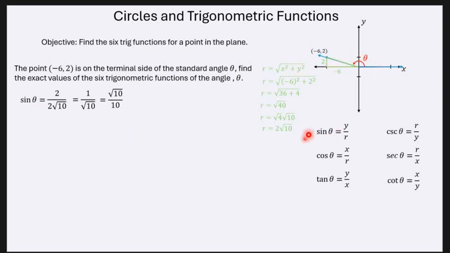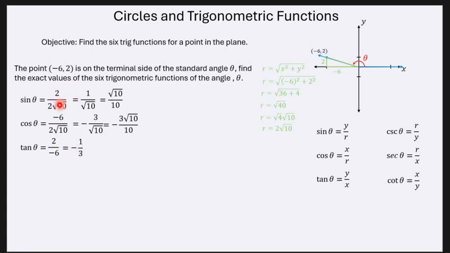Let's find the cosine of theta. Well, the cosine of theta is adjacent over hypotenuse. So that's -6 over 2 square roots of 10. We can simplify that to -3 over the square root of 10. And then we rationalize that denominator by multiplying the top and bottom by the square root of 10. We get -3 square roots of 10 over 10. Now we're going to find the tangent of theta. Well, the tangent of theta is the opposite, 2, over the adjacent, -6. And then we can reduce that fraction to negative 1/3.